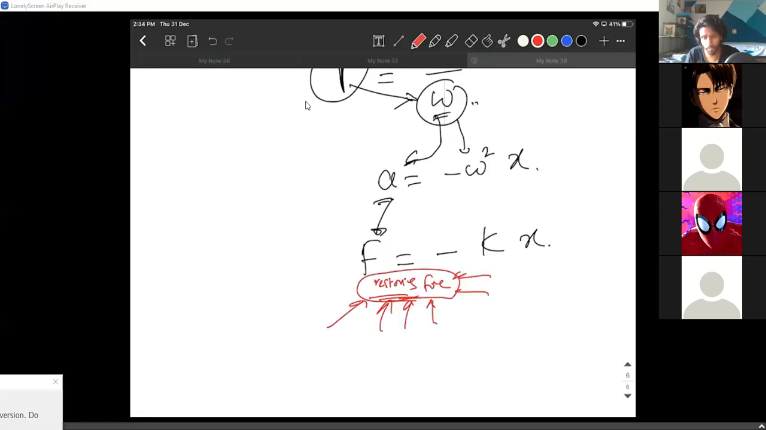If any of you ever ask me a problem to find the time period, and I ask you in return what is a restoring force, and you don't tell me, you're done. I'm not teaching you anything anymore. Somebody gives you a problem and asks you to find the time period. The first thing you should do is find the restoring force.